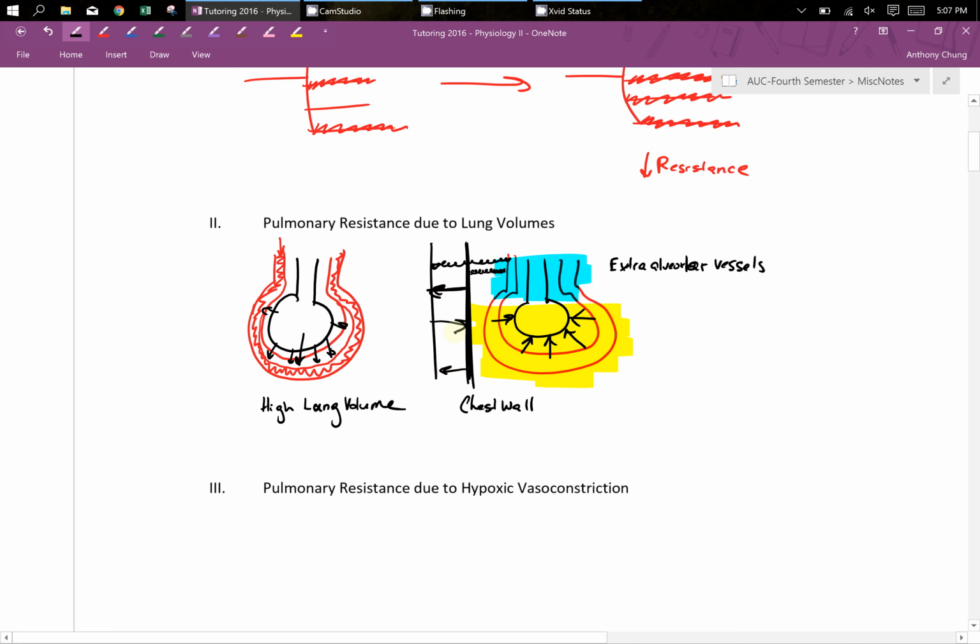But what if you breathed it out? If you breathed out, your chest wall is getting smaller. So what happens to that spring? That spring isn't doing as much work anymore. So what happens to those vessels? Yeah, those vessels are going to collapse. So for the extra-alveolar vessels, in low lung volume, your resistance increases.